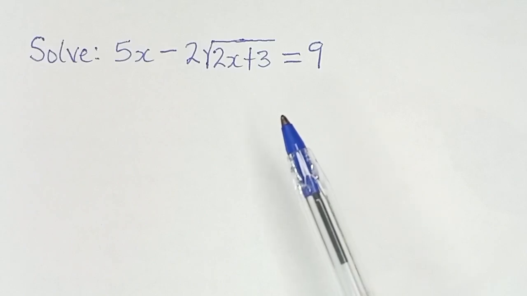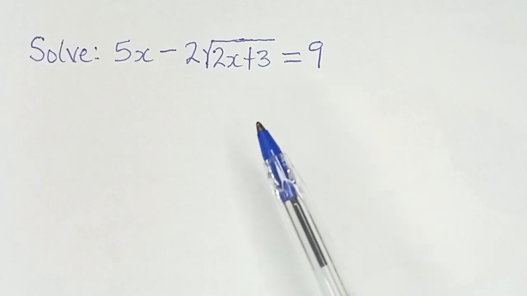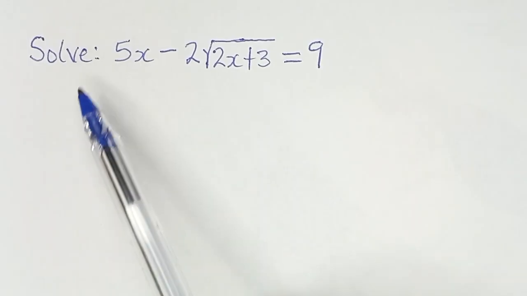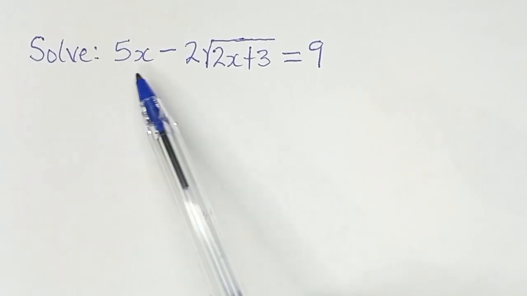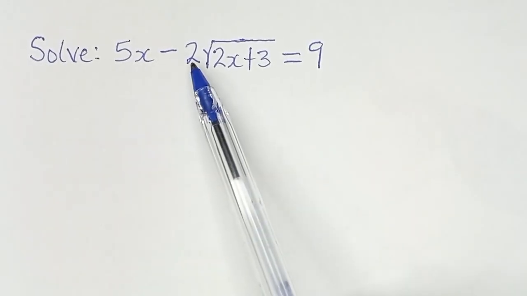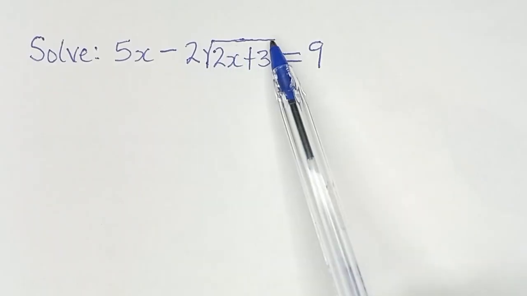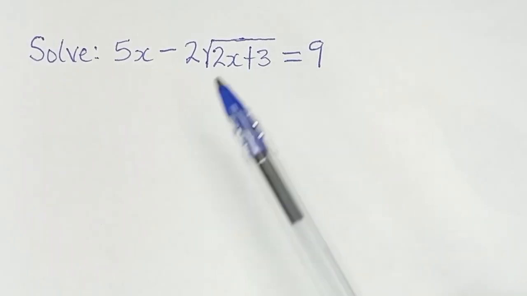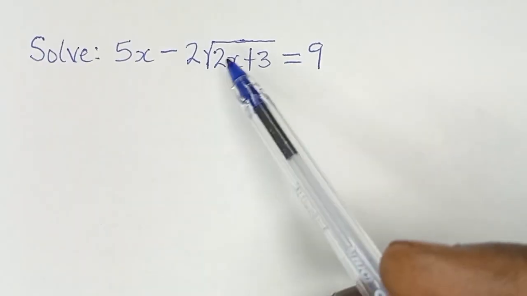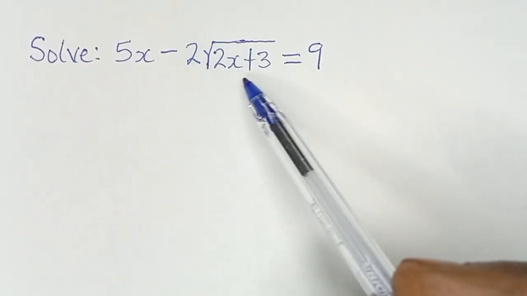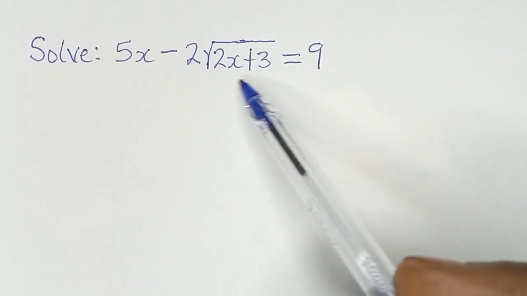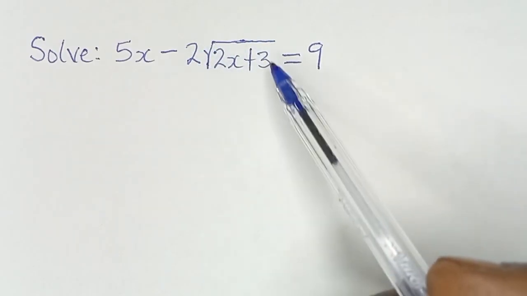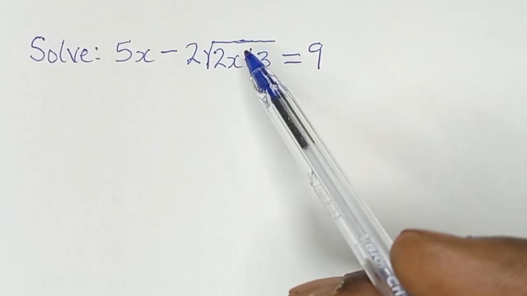Hello, you are welcome. The question here on radical equation says 5x minus 2 multiplied by the square root of 2x plus 3 is equal to 9. Now, for us to solve this, let's first of all isolate this radical part. Let it be alone. That's the first thing to do here.